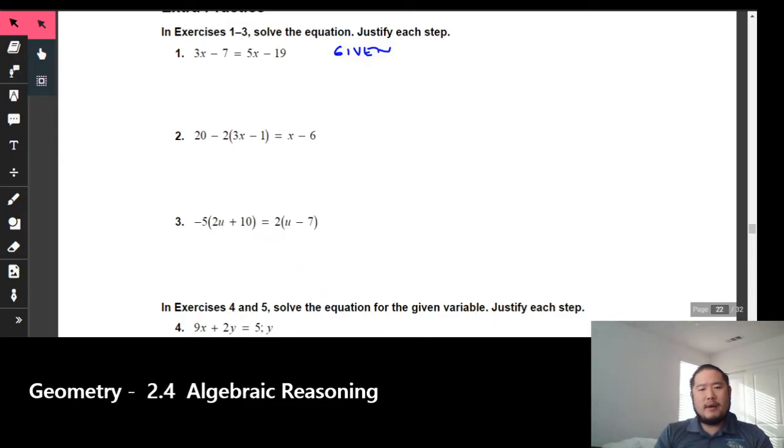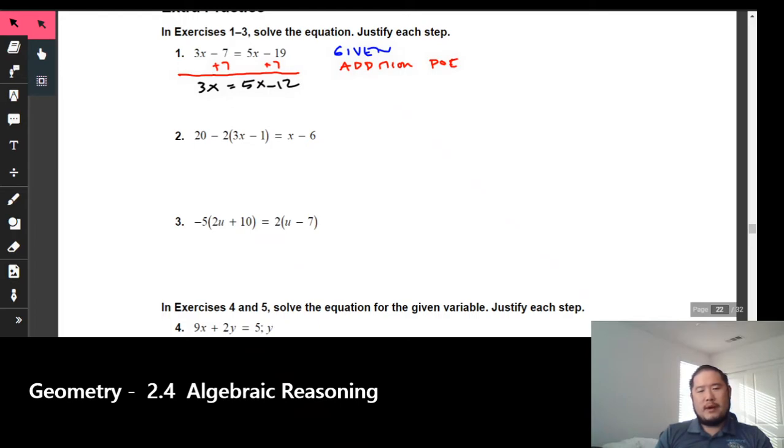Let me go ahead and I'll start by adding 7 to both sides. So by adding 7 to both sides, underneath given, I'll put addition. And I'll put POE for property of equality. We simplify this, and so we now have 3x is equal to 5x minus 12. Okay. So we have our addition property of equality.